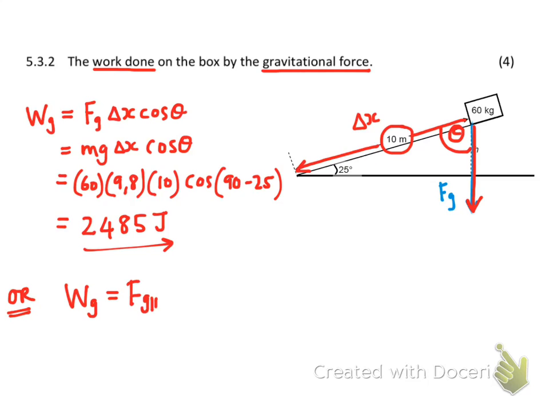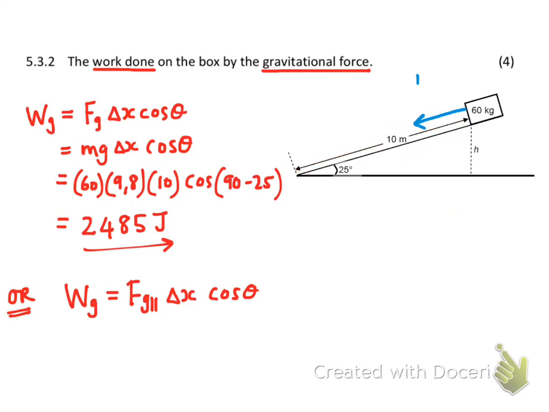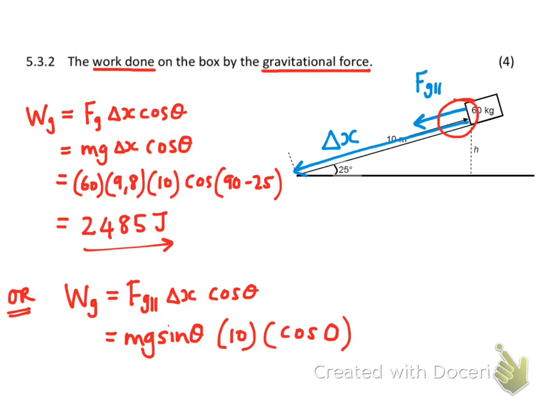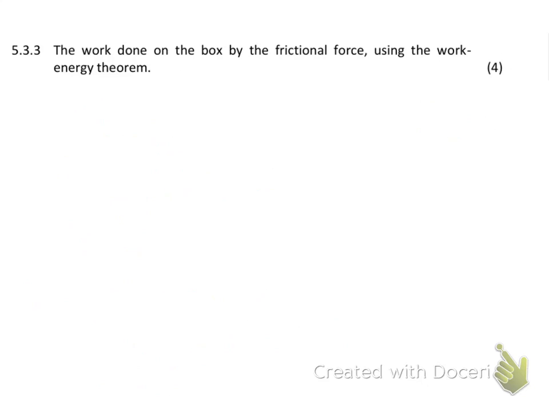Now there's another way to do this, and that's to consider that it's only the parallel component that does work. And so if we get rid of all of that and we draw in our parallel component and our displacement delta x, and then we work with that, our parallel component is given by mg sine theta, and that theta is the 25 degrees, delta x is 10, and now because we're only considering Fg parallel, the angle between the parallel component and the displacement is 0, and that's why we have the cos of 0, and that obviously gives us the same answer. So either of those two methods would have been fine.